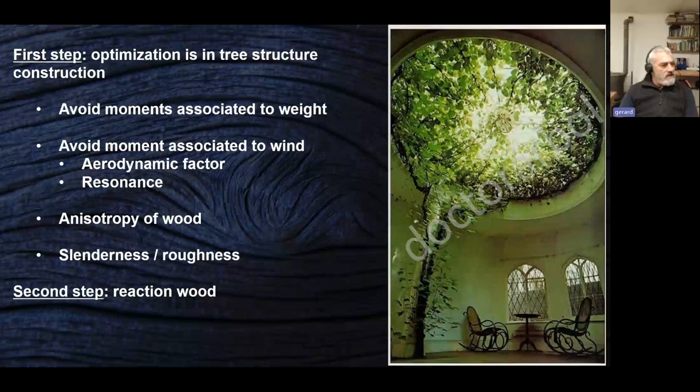We are going to think about these four factors. The first is to avoid moments associated with weight. The second factor we're going to speak about is the aerodynamic factor and resonance that avoid the moment associated with the wind. Then we're going to speak a little bit about the anisotropy of wood, and then the slenderness and roughness of trees. These four elements normally don't happen in isolation; they work in combination, and in my experience they can explain a lot of casualty incidents that happen on trees.